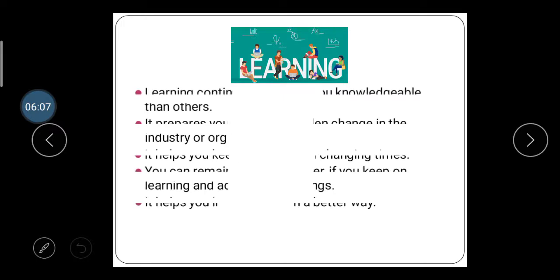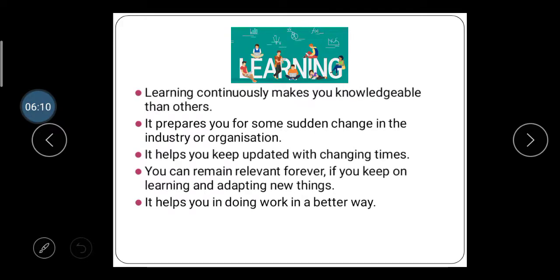So here are the points considered in the learning. Learning continuously makes you more knowledgeable than others. Whenever you learn something new, learning cannot have any age limit. You can learn at any age of your life. Some persons have some type of perception, like, how can I learn now, because my age is this. But learning has no age limitation and no perception limitation. So learning is a continuous process, and you have to learn.